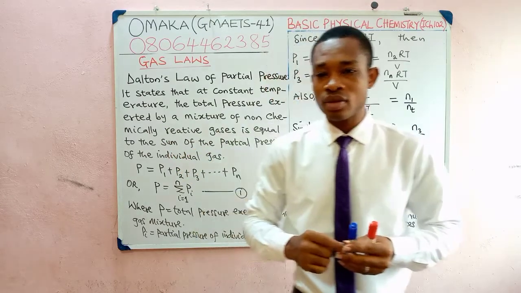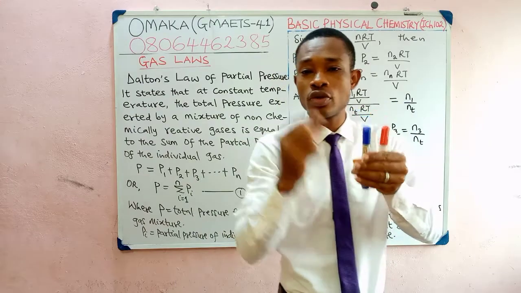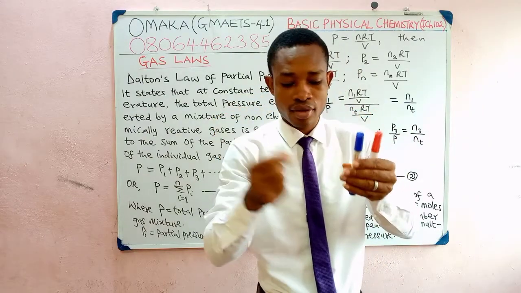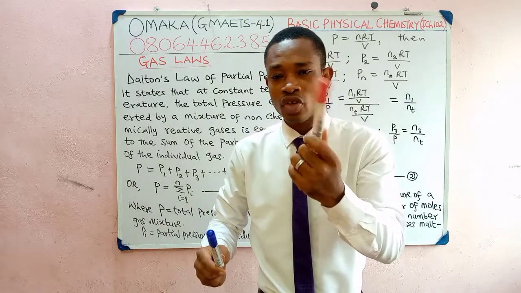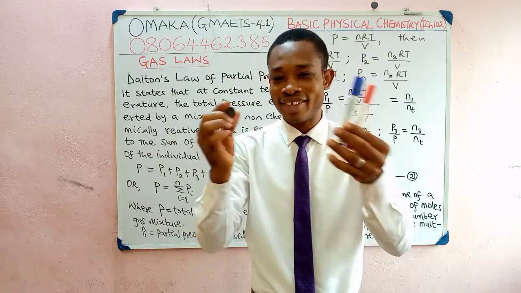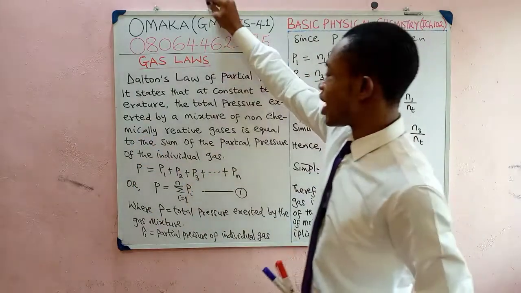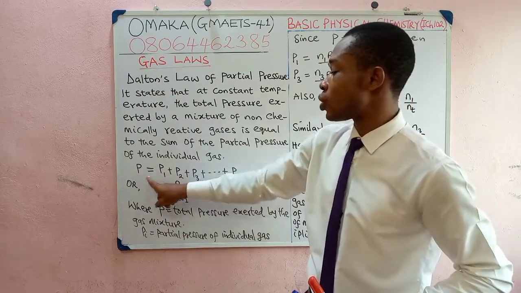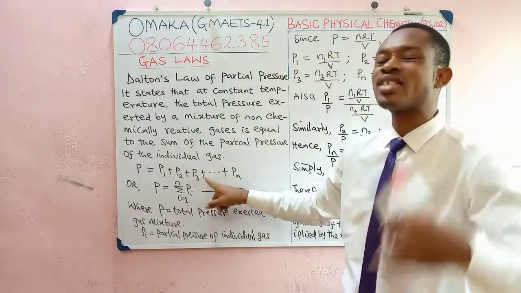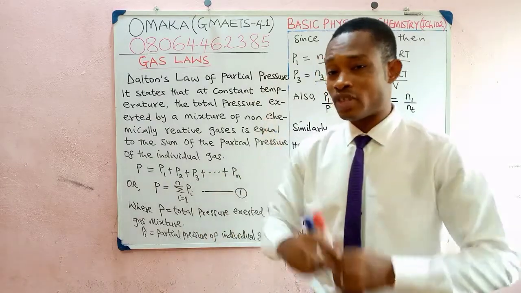According to Dalton, the total pressure of this gas mixture is equal to the pressure contributed by this gas, the pressure contributed by this gas, the pressure contributed by this gas, you add them together. That's just the point. Now, from that statement, we can work out a mathematical expression for it: total pressure is equal to P1 plus P2 plus P3 down to plus Pn, depending on the number of gases found in that mixture.